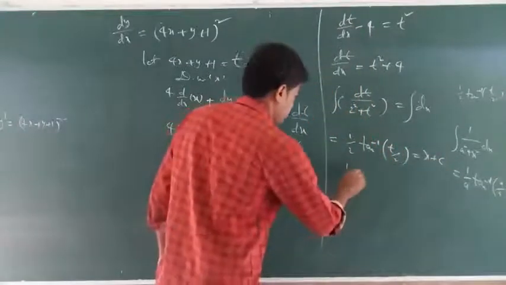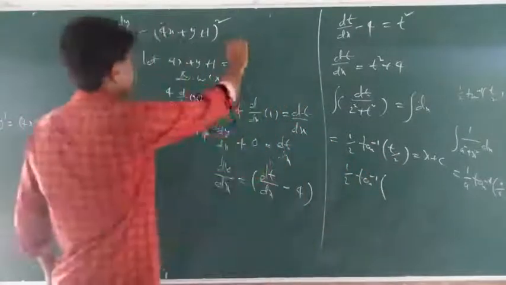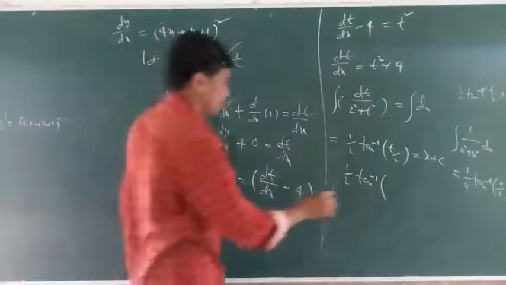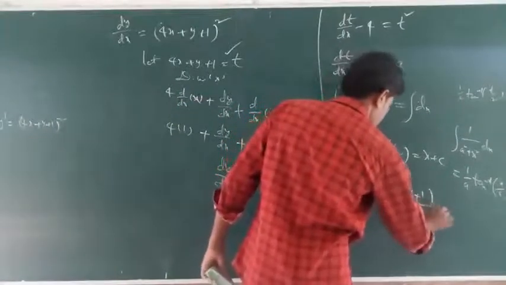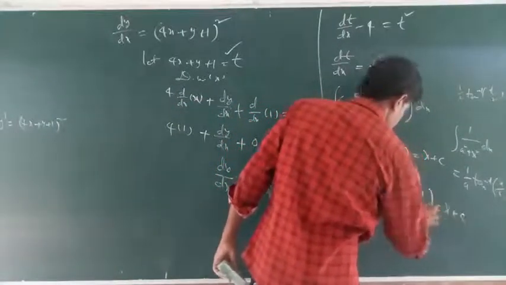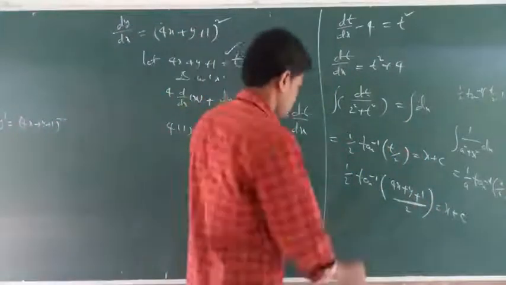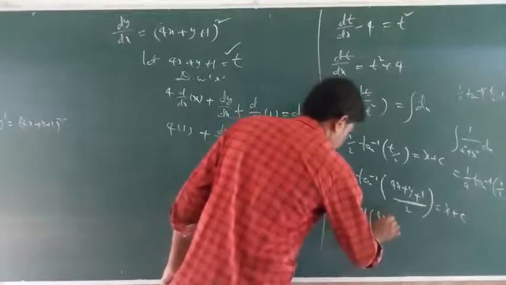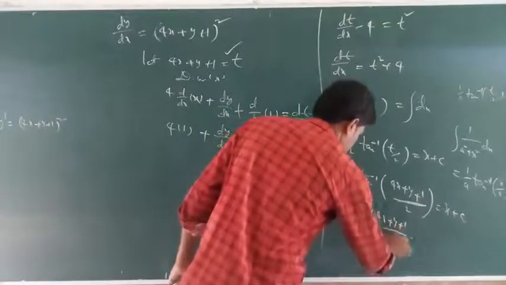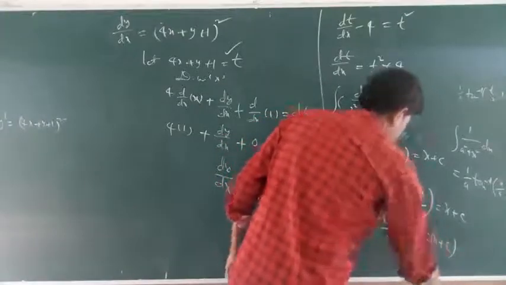So finally 1 by 2 tan inverse of t, and t means 4x + y + 1, by 2 is equal to x + c. So this is the answer. Another form: tan inverse of (4x + y + 1) by 2 is equal to 2 of (x + c).